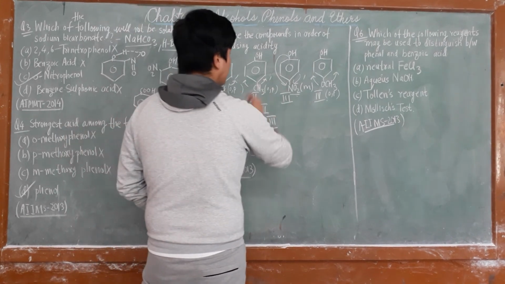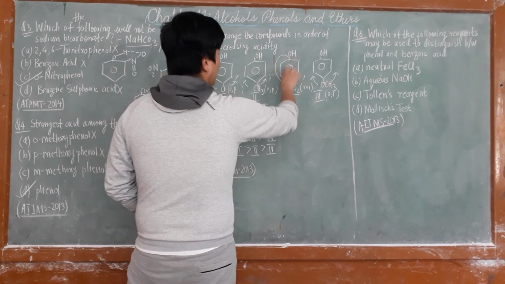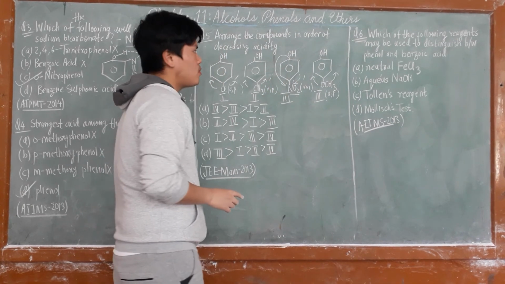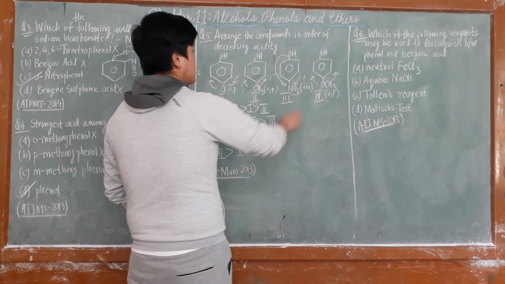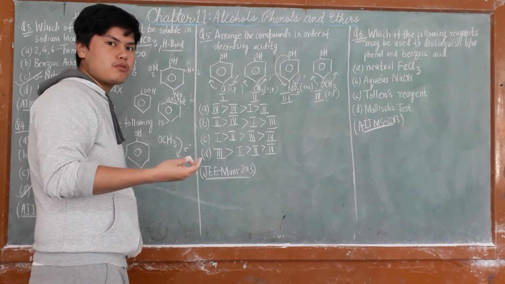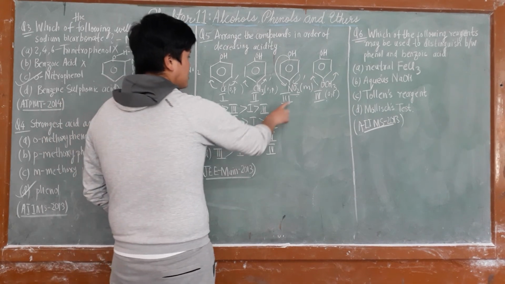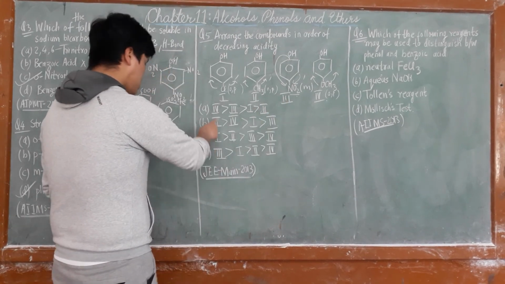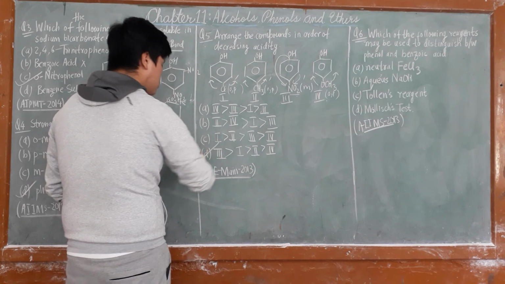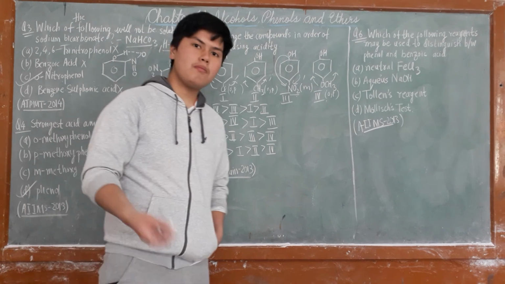So what will happen? The electrons are dispersed, and when electrons are dispersed the acidic strength increases; when electrons accumulate the acidic strength decreases. So the strongest acid is the third one. Second is first. So the answer is D. So check whether the group is ortho directing or meta directing.